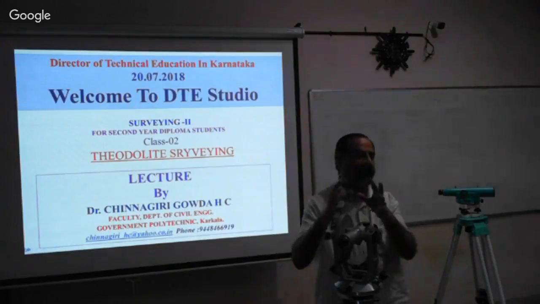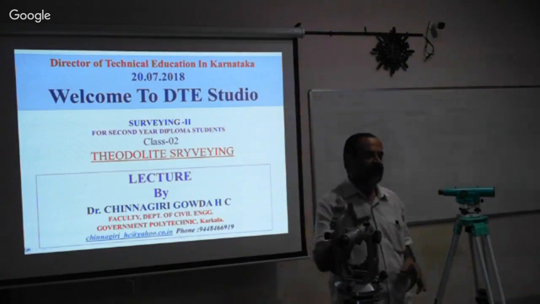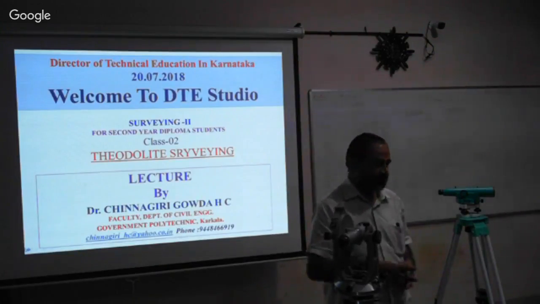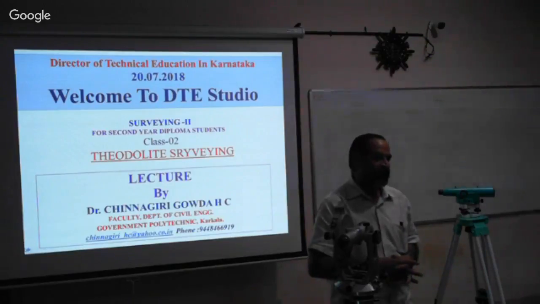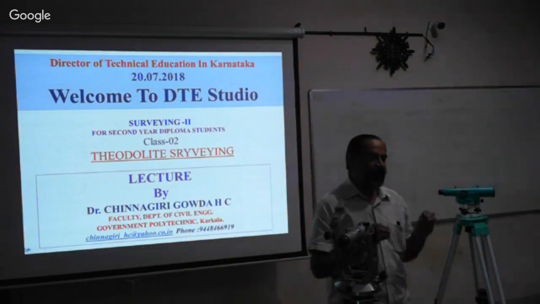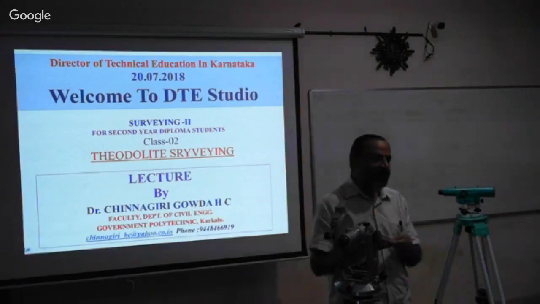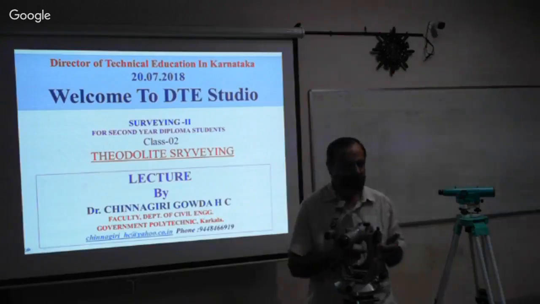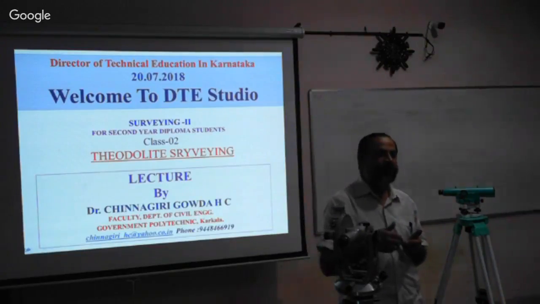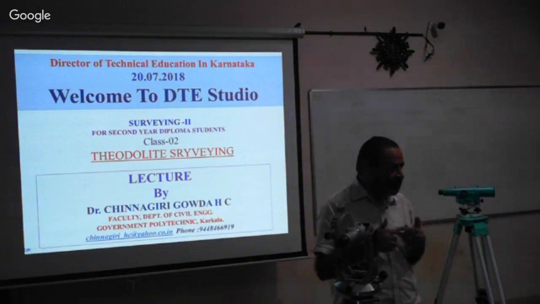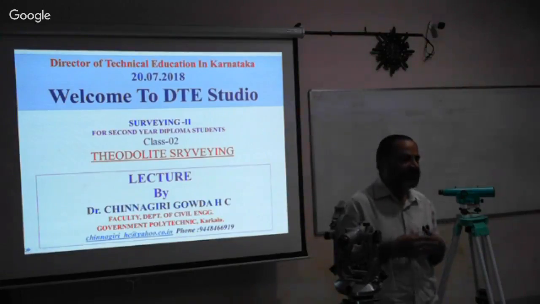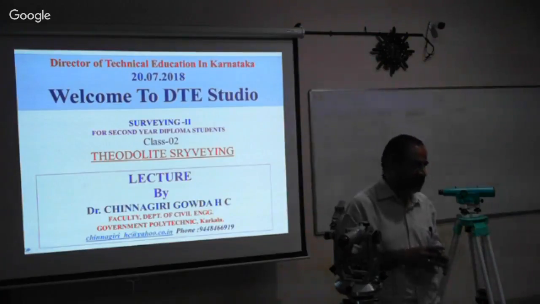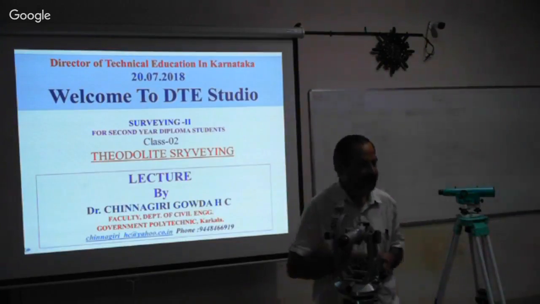Now this is called the theodolite. The theodolite survey is the first unit of our course content. The theodolite is one most versatile equipment, popularly used by all the civil engineers to understand the features of the ground, the topography of the ground.